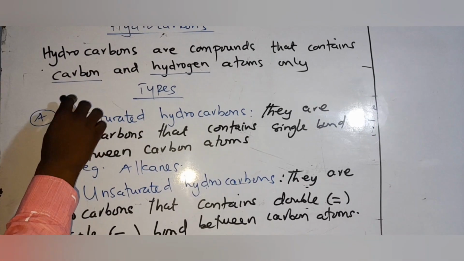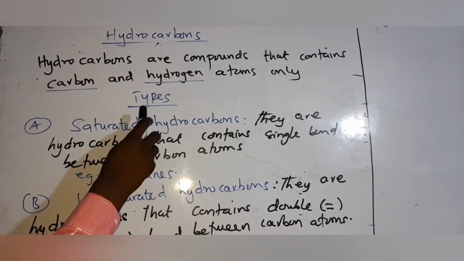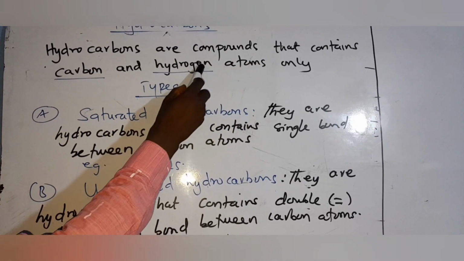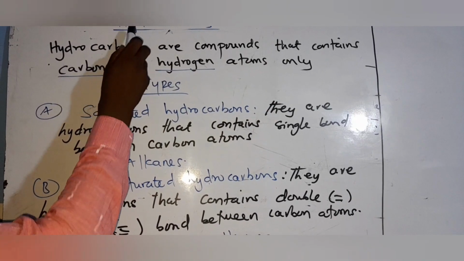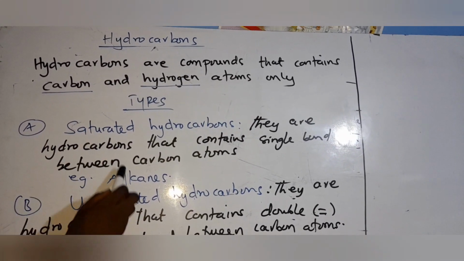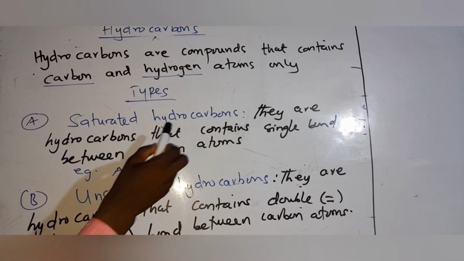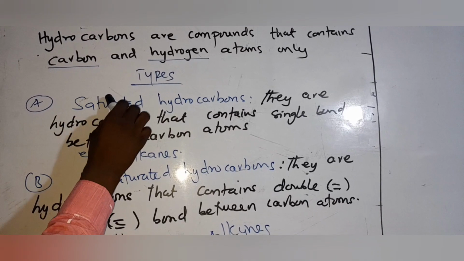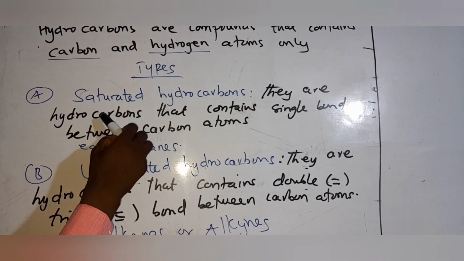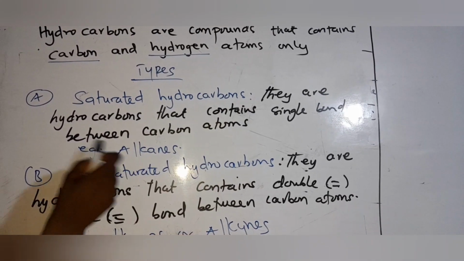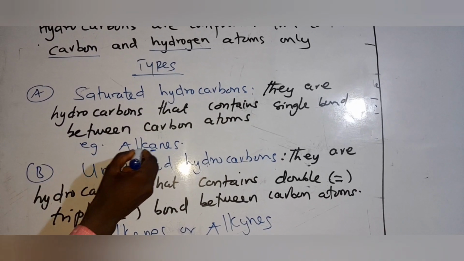Alright, so let me give you the overview again, to reiterate it. Hydrocarbons are compounds that contain carbon and hydrogen atoms only. Keyword, hydrocarbon. Now the types, we said we have saturated and unsaturated. Saturated hydrocarbons, as I said, are hydrocarbons that contain single bond between carbon atoms. I told you earlier on the alkanes start with the A.